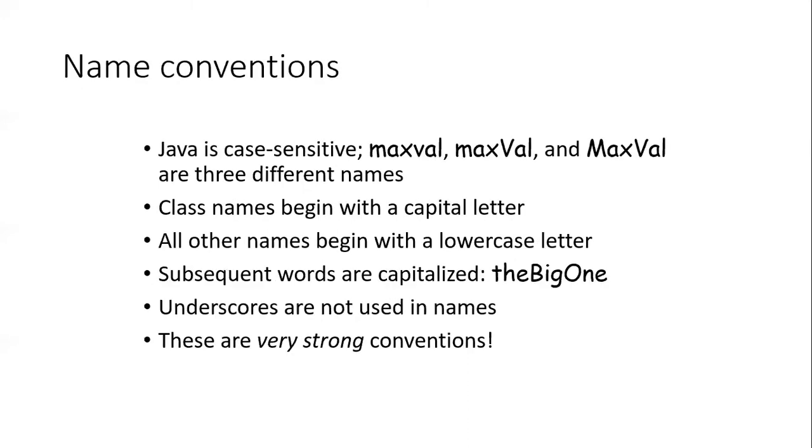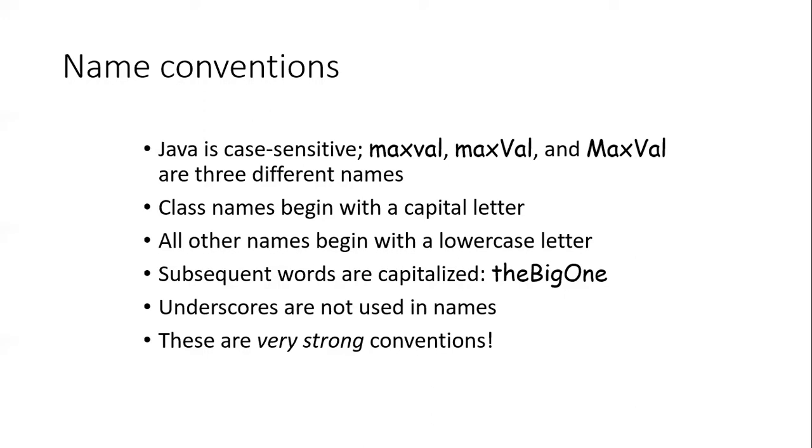And next, the naming conventions in Java. Java is case sensitive. That is, maxVal with small letters, the second maxVal where V is a capital letter, and MaxVal where M and V are capital letters, are three different names in Java. And also we begin the class name with a capital letter, and all other names begin with a lowercase letter. And we can capitalize the subsequent words, but you have to remember that underscores are not used in names in Java. These are very strong conventions of Java.